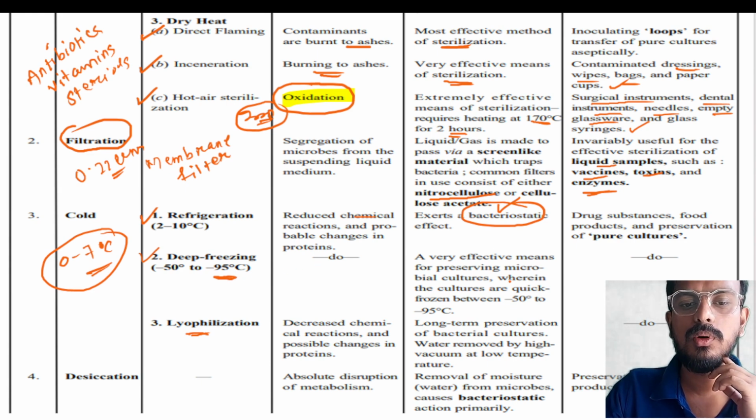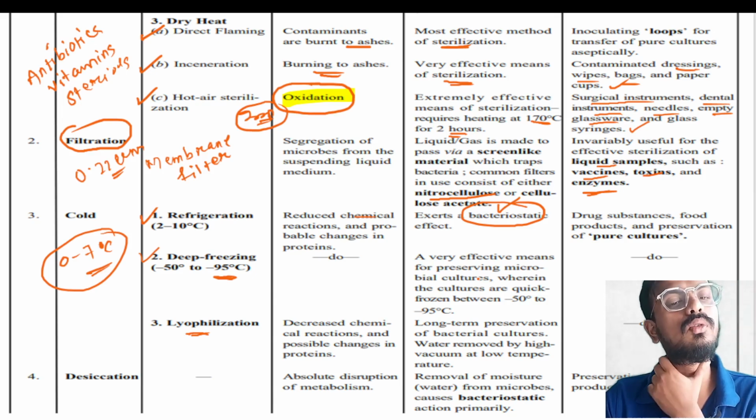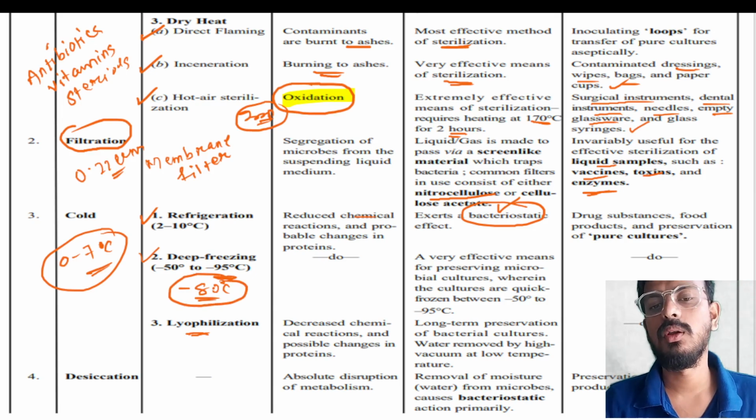Another one is deep freezing. This is very effective for preserving microbial cultures, and in biomedical research, whenever we are working on animals or humans, we have to keep their samples for a prolonged period of time, like organ samples such as liver and kidney. In such cases, we keep the sample in the deep freezer, which is called a -80 freezer. We keep the sample over here.